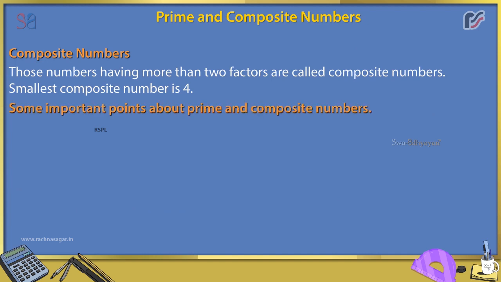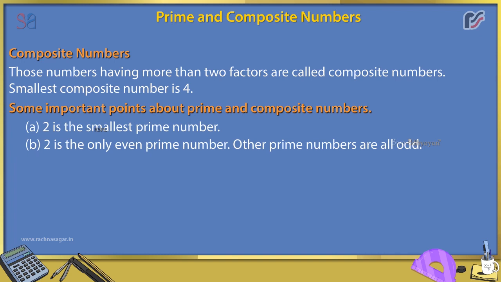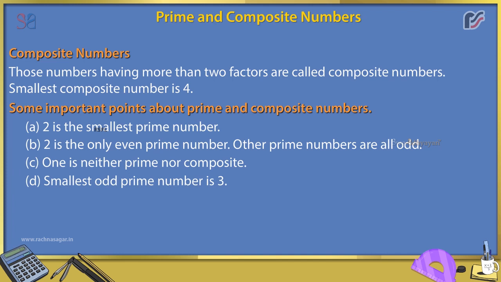Some important points about prime and composite numbers. A. 2 is the smallest prime number. B. 2 is the only even prime number. Other prime numbers are all odd. C. 1 is neither prime nor composite. D. The smallest odd prime number is 3. E. The greatest one-digit prime number is 7.